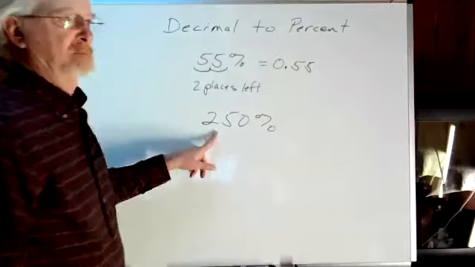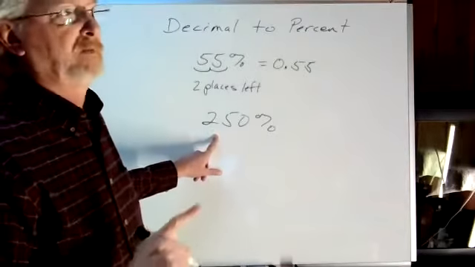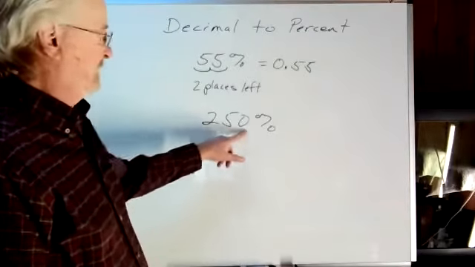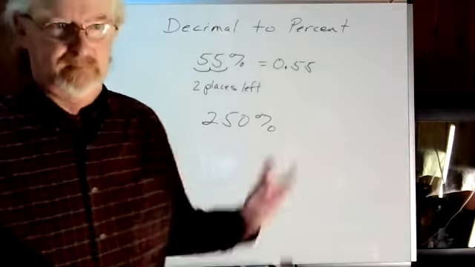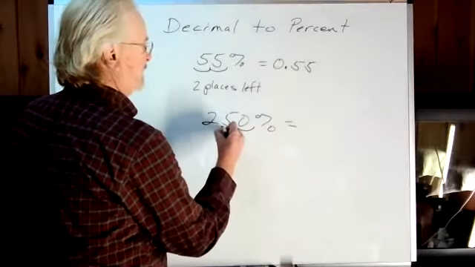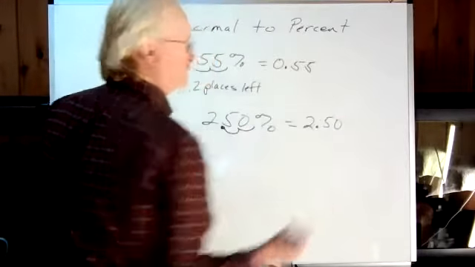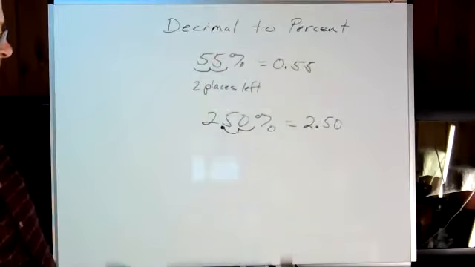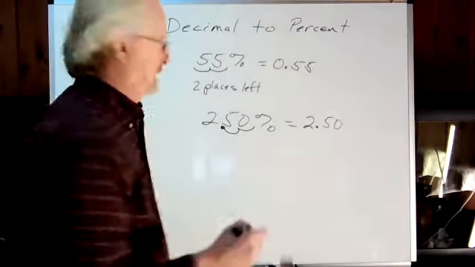250%. Anytime you get a number over 100%, you're talking about more than one whole thing. 250% is going to be 2 point something. So again, 2 places, move it over, and that's going to be 2.5, and I'll just include the 0 because it was there to begin with. And these are the ones you kind of have to watch out for.